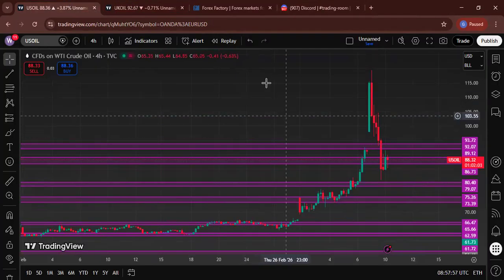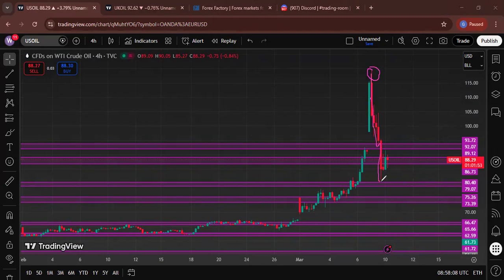So this is what you have. We saw price this week rally all the way to the 119 areas, then a strong drop or retracement back to close to 80 areas. Now you're seeing price is back to 88 areas. So I want to see a rally back to these areas of 92, 93 areas here.